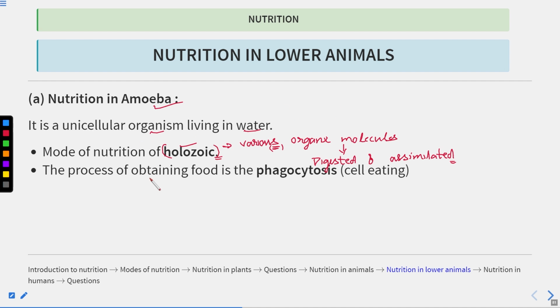Now in amoeba, the process of obtaining food is through phagocytosis. Phagocytosis is simply known as cell eating. So what happens in phagocytosis? With the help of the pseudopodia, the amoeba can capture bacteria or any cell, or it can capture the food materials through pseudopodia, which are nothing but extensions of the plasma membrane.